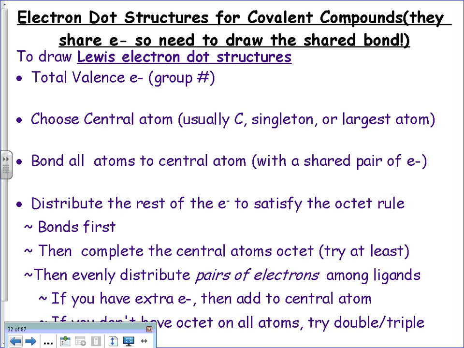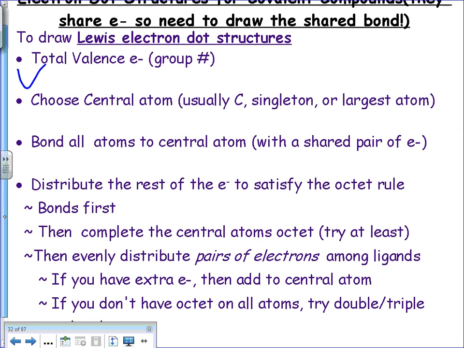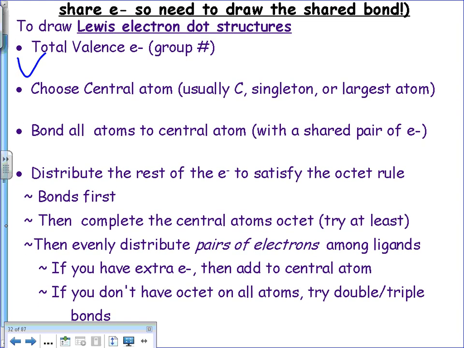So you're totaling valence, that's our V. Choosing a central, which is our skeleton. There are some adjustments to that. The carbon is generally in love with other atoms, so it likes to bond 4 times. Great bonder, loves to be in the middle of attention. Singleton or largest, what's up? Yeah, C for carbon.